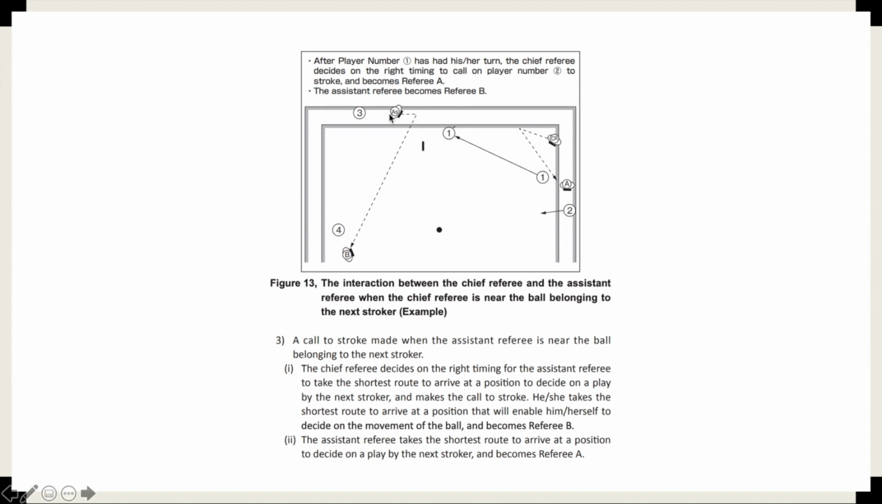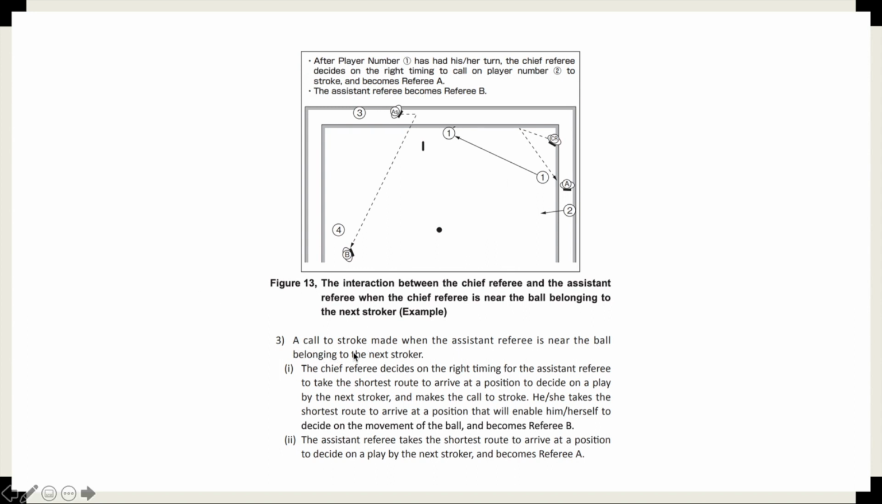Likewise, the assistant referee takes the shortest path to go towards the intended area of play. So we can see ball 2, by the positioning of the player, is aiming towards ball 4. So referee B, who is the assistant referee from the last stroke, will be adjudicating on the movement of it. And should it touch ball 4 in this situation, because 2 is an out ball, they will call hansoku, as it is a foul, because they are an out ball.